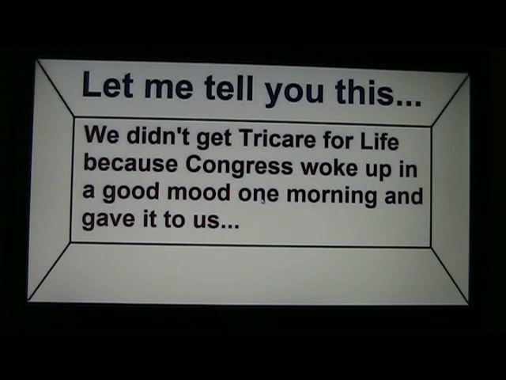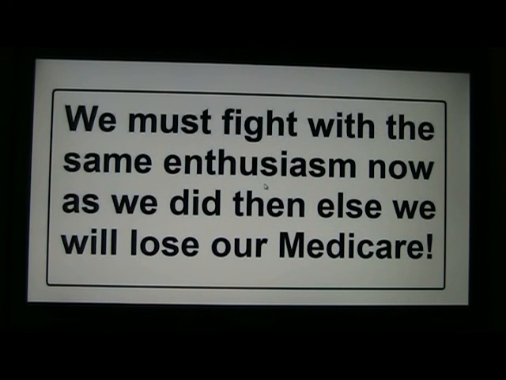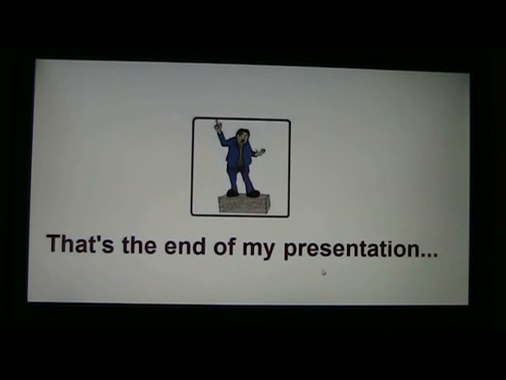We didn't get TRICARE for Life because Congress woke up in a good mood one morning and gave it to us. We got it because we worked for it. I'd like to repeat that. We got it because we worked for it. We must fight with the same enthusiasm now as we did then, else we will lose our Medicare. That's the end of my presentation.